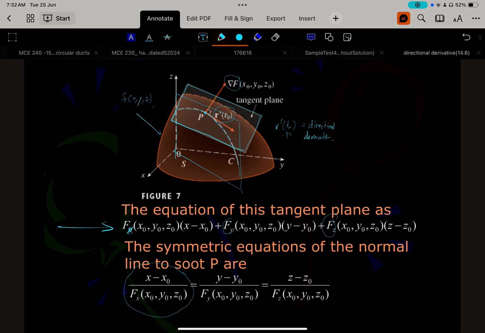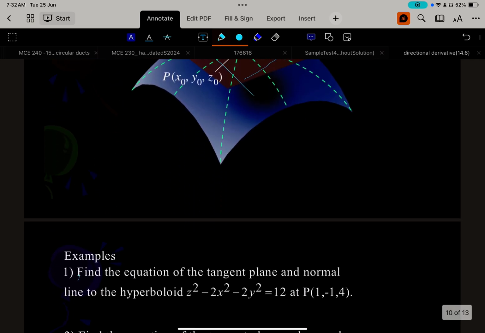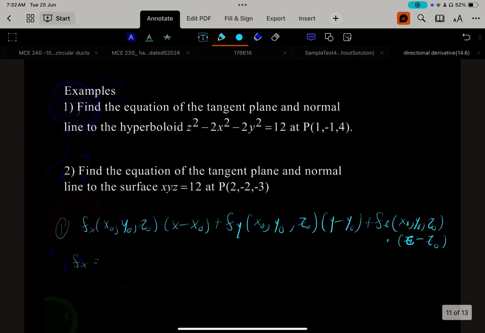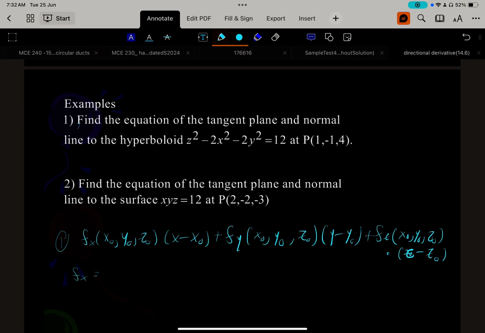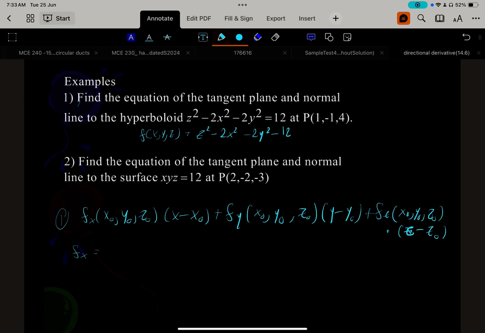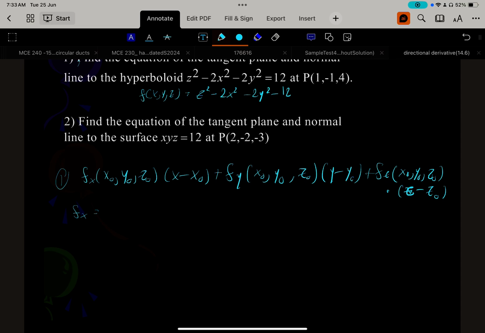How do we find it? We need to find the partial derivative with respect to x, and to do that we need f. I can say f of x, y, z is equal to x squared minus 2z squared minus 2y squared minus 12. Then we differentiate this. Differentiating gives us fx equals minus 4x, fy equals minus 4y, and fz equals 2z.